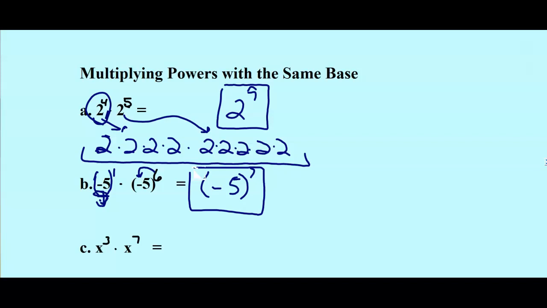Final example here in the basic ones. We've got x to the 3rd times x to the 7th. Well, easy peasy. Now that we understand the rule, x to the 3 plus 7, x to the 10th.